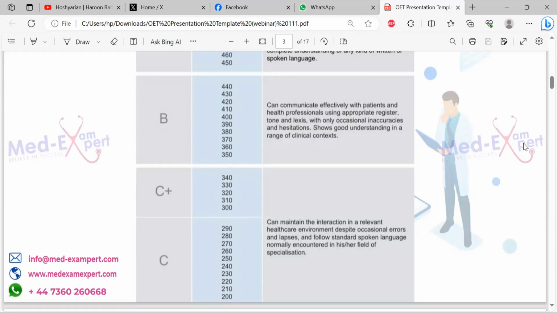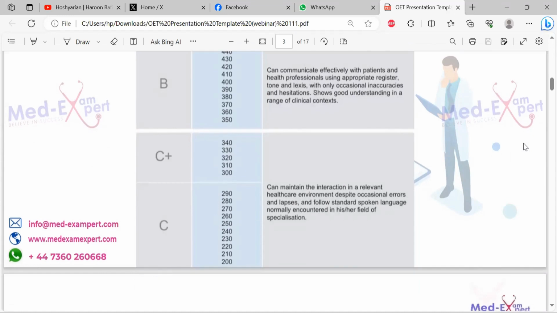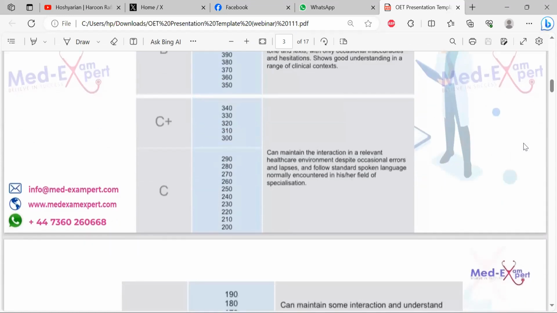Now there comes C+, which is also a requirement in some cases, like for nursing students, for the GMC and IMC, in the writing module. If you are scoring C+ as a nursing student only, I'm not talking about medical students, then you are also eligible for applying. And then there comes C. C means that you can maintain the interaction in the relevant healthcare environment despite occasional errors and lapses, and follow standard spoken language normally encountered in your field of specialization.